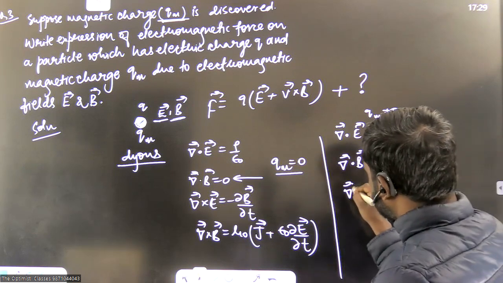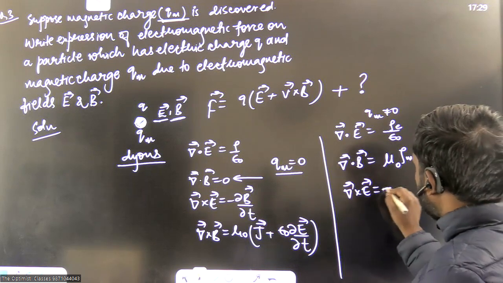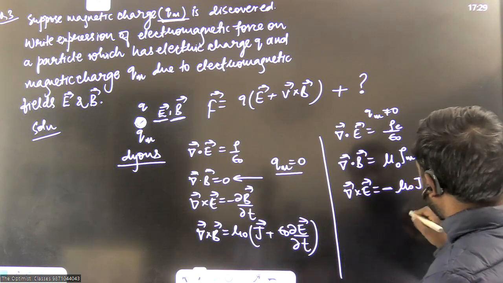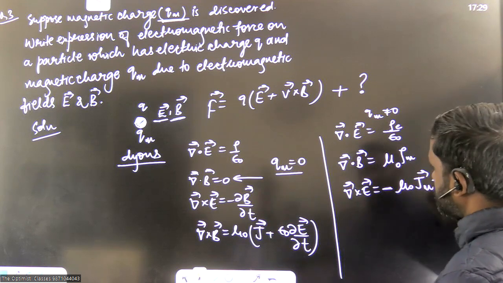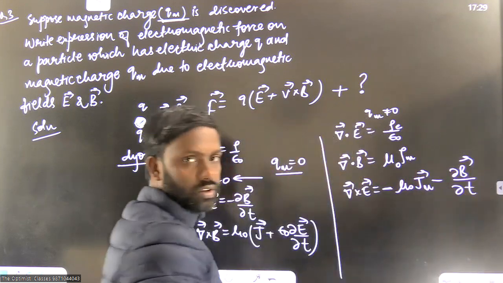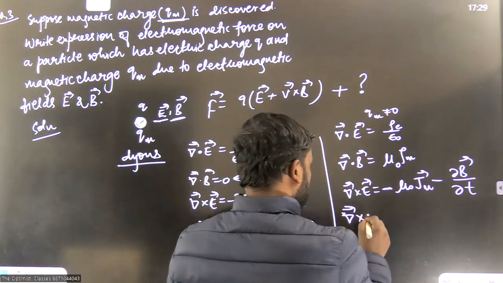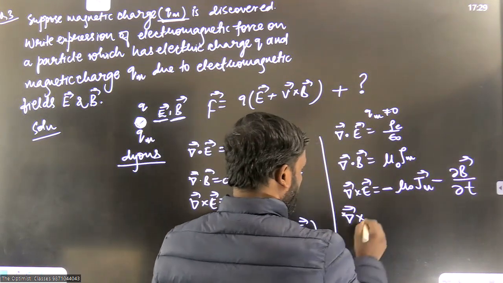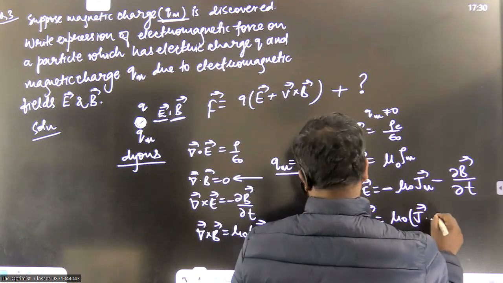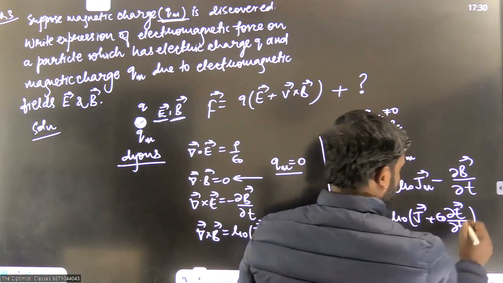Now the third equation becomes del cross E is equal to minus mu naught Jm minus del B by del t. This is what the third equation becomes. And the fourth equation remains as it is: del cross B is equal to mu naught J plus epsilon naught del E by del t. The fourth equation remains the same.